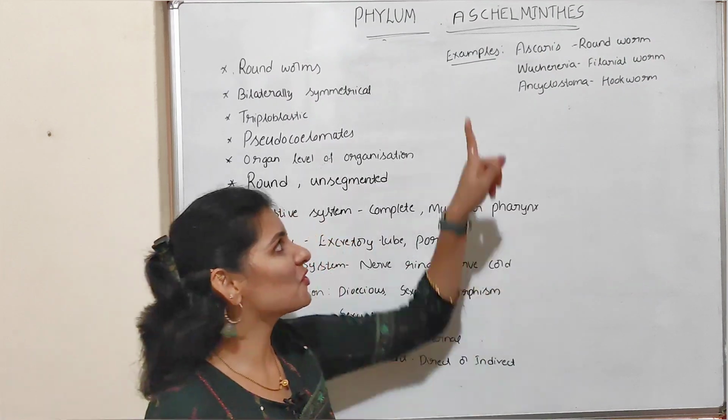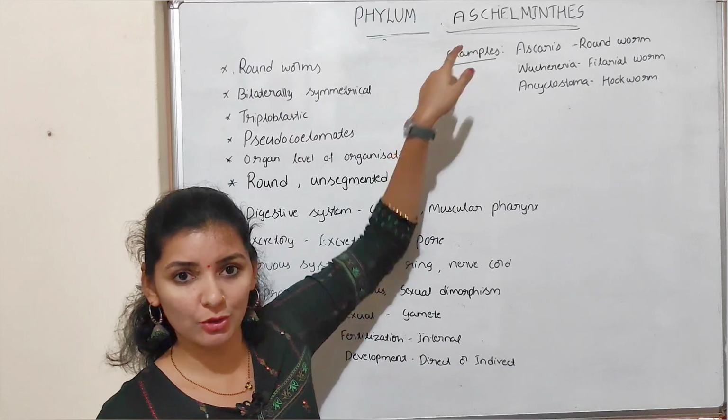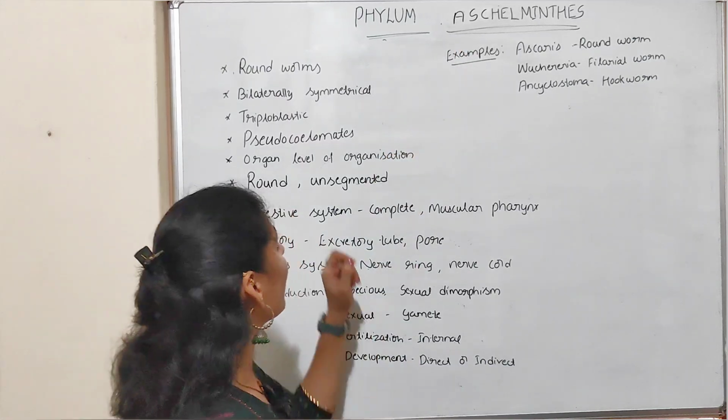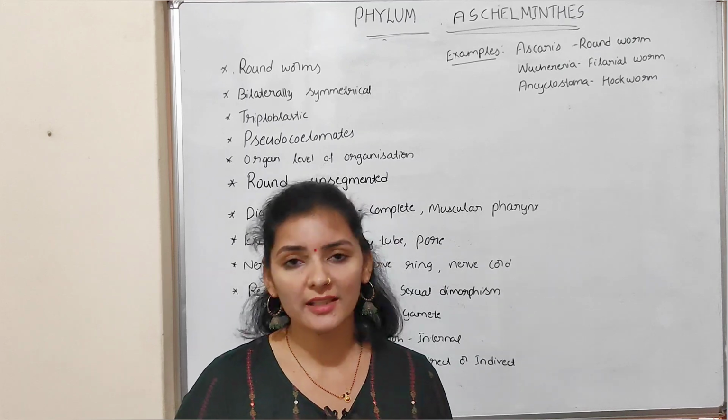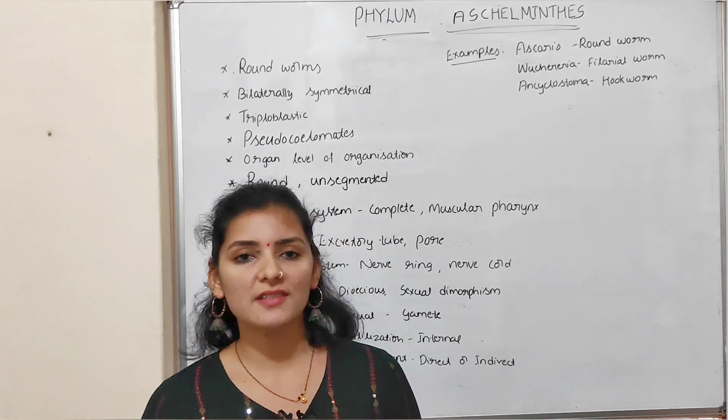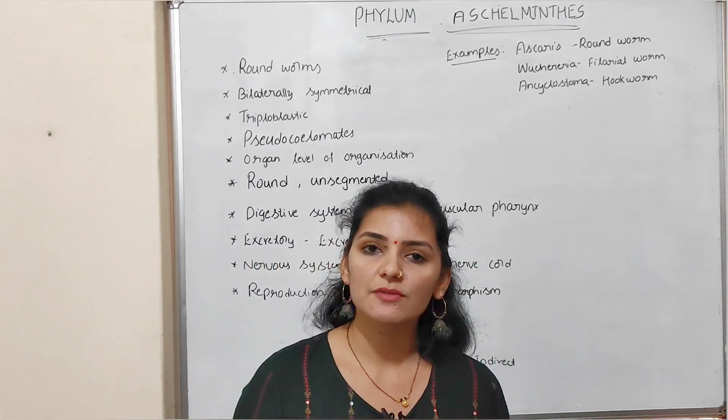Let's talk about the characteristics of Phylum Aschelminthes, or nematodes. Nematodes are commonly known as roundworms. Where are these roundworms present, and what are the habitats of these animals? They have diverse habitats.